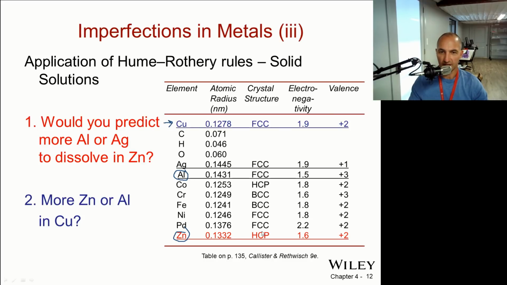No way you're going to get any solid solubility, no matter what the concentration of zinc and copper, when zinc is an HCP crystal structure. The correct answer the second time around here is aluminum. Aluminum is going to dissolve more readily in copper.